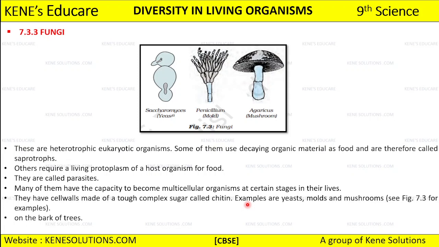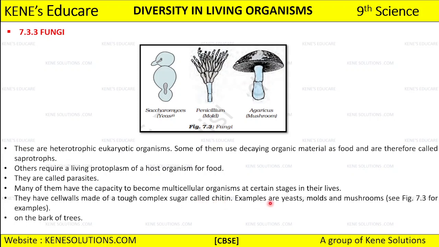What are they going to build? Fungi are going to build that cell wall, and that cell wall is made up of a tough complex sugar, and this tough complex sugar we call chitin. What do we call it? Tough complex sugar we call chitin.